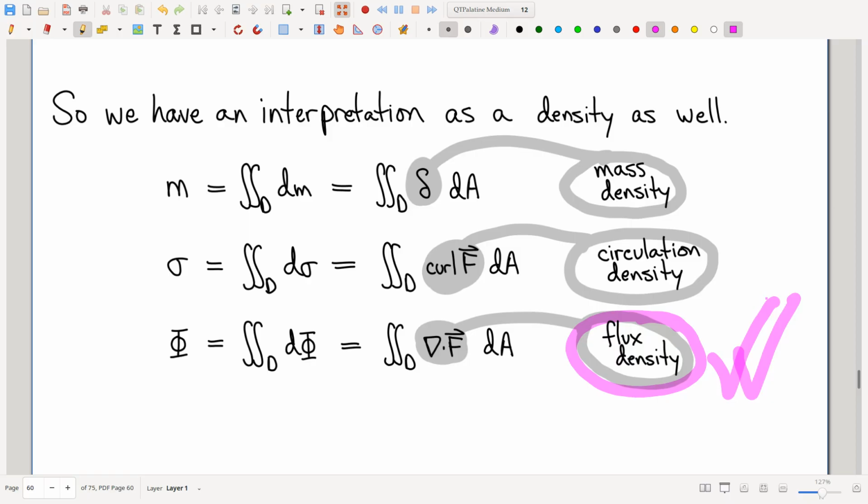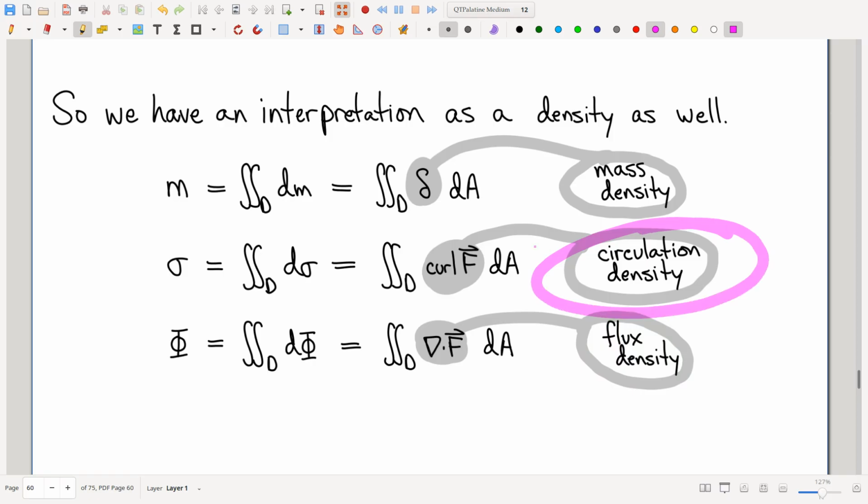Okay. Now, for whatever it's worth, this term, circulation density, is much less common. I think that's unfortunate. It's just as natural. Thinking of curl as circulation density is totally analogous and just as natural as thinking of divergence as flux density. For some reason, I don't know, it just happens to not be in as common a use.